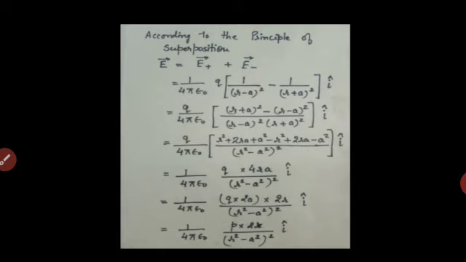Now, in the numerator, we find q into 2a, which is nothing but the electric dipole moment. So, replacing it by p, the small letter p for electric dipole moment, our equation becomes 1 upon 4 pi epsilon naught p into 2r upon r square minus a square whole square unit vector i cap. This is the equation for electric field intensity in vector form.